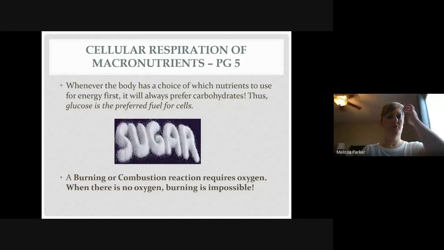Okay, so cellular respiration of macronutrients. When the body has a choice of which nutrients to use for energy first, it will always prefer carbohydrates. Thus, glucose is the preferred fuel for our cells.